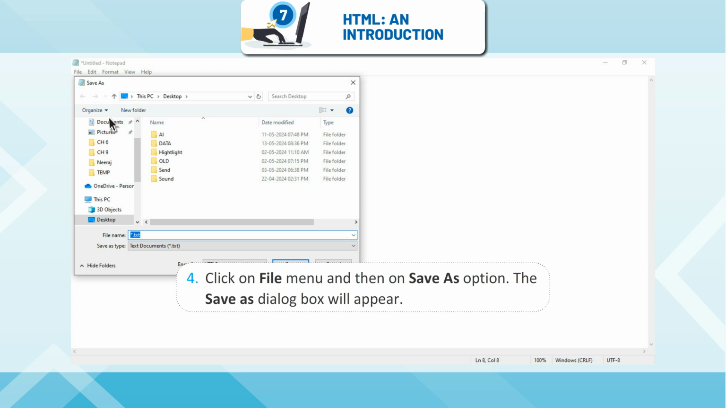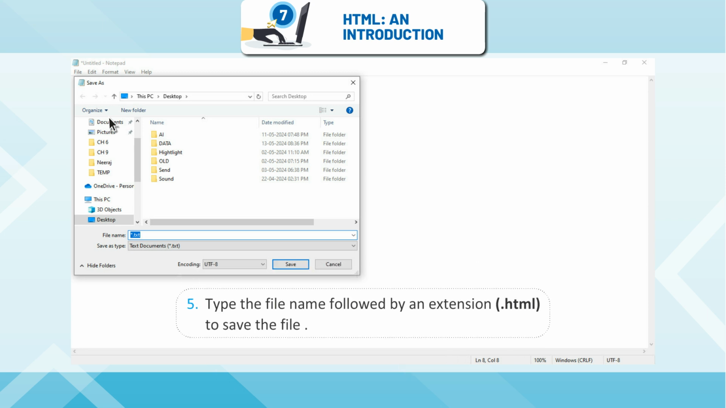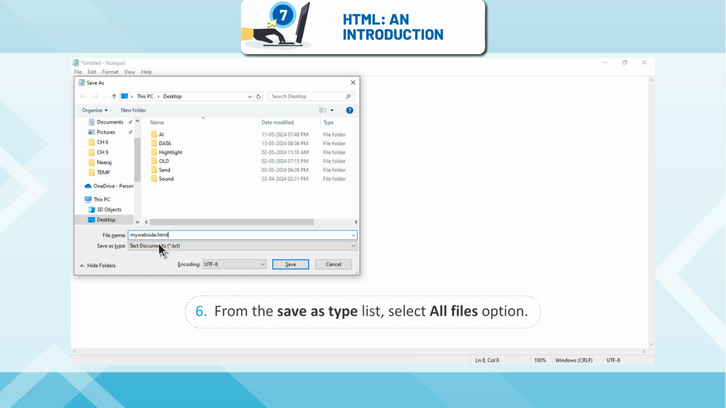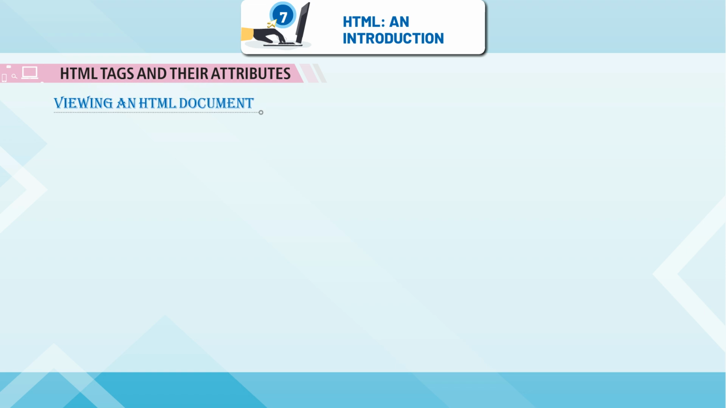The Save As dialog box will appear. Type the file name followed by an extension .html to save the file. From the Save As type list, select the All Files option. Click on Save.